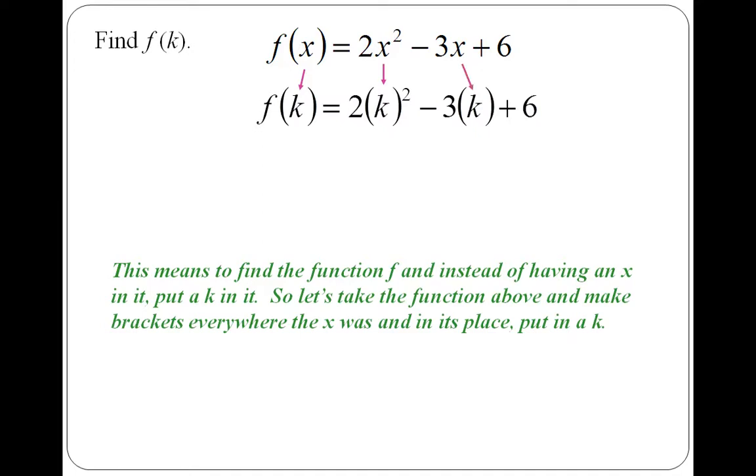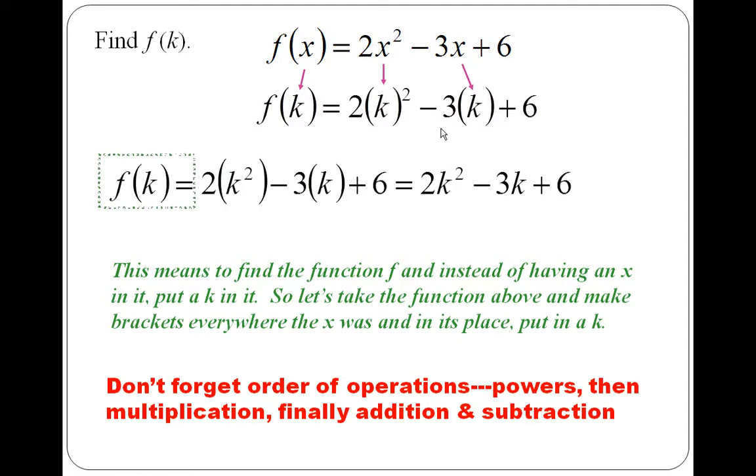What about f of k? Even though k is not a number, we still replace every x with what's inside the parenthesis here. So what's inside this parenthesis? k. So you replace every x with a k, and your answer turns out to be 2k squared minus 3k plus 6.